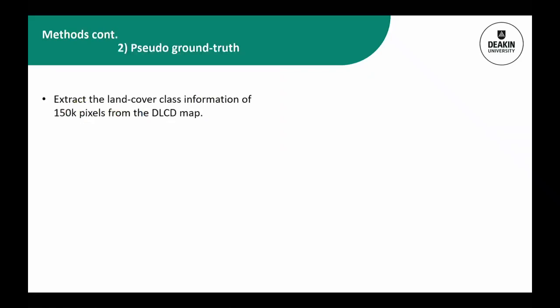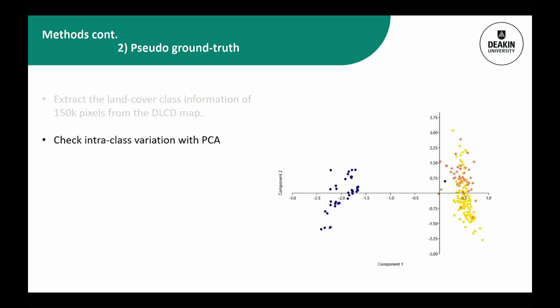The next step was the construction of the pseudo ground truth data. For doing this, we used the DLCD map, the Dynamic Land Cover Dataset map from Australia at 250 meters resolution, and we extracted the land cover class information of around 150,000 pixels around Australia, following a stratified random sampling design. We also gathered the spectral signature and the ancillary variables information for every pixel. We did that for checking the intra-class variation of these pixels.